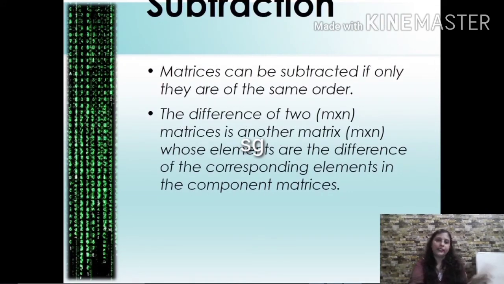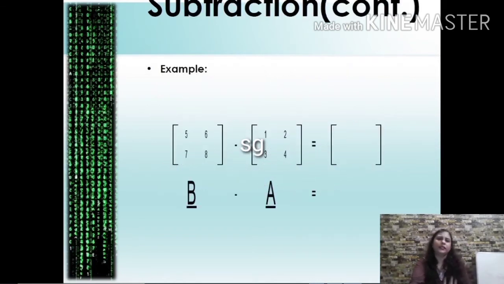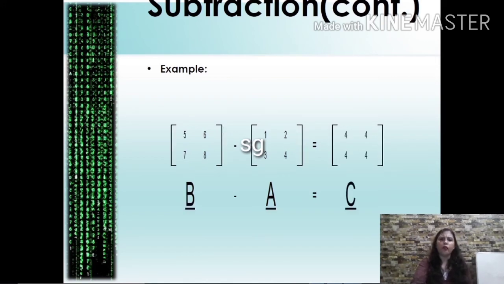Subtraction again, they need to be of the same order. A similar thing will be there. See, B and A I have taken. Obviously, the resultant matrix again will be of 2 cross 2 order. The first element of the matrix A will be subtracted from the first element of the matrix B. Similarly, all the elements. So here we have 5 minus 1, 6 minus 2, 7 minus 3 and 8 minus 4. So the resultant being 4, 4, 4, 4.